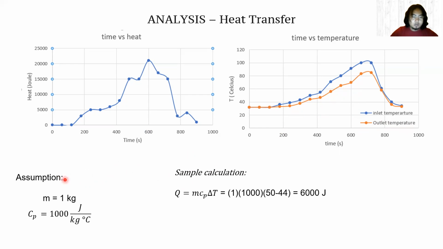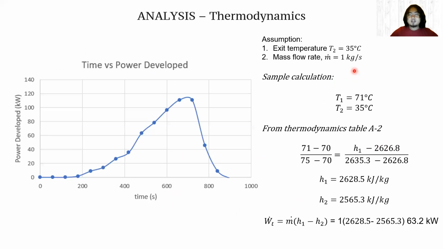And this is the simple calculation, by assuming the mass is 1 kilogram and the Cp is 1000 joule per kilogram degree C, and substituting these values into this, we'll get this. Now, this is how I do the analysis on the heat transfer. And the next is about the analysis of thermodynamics.